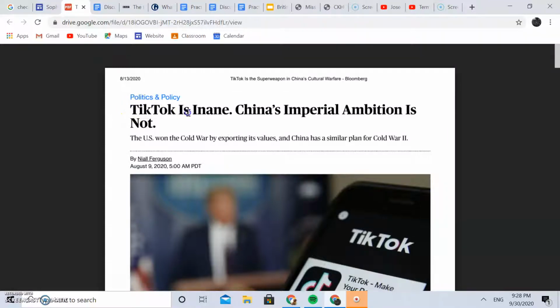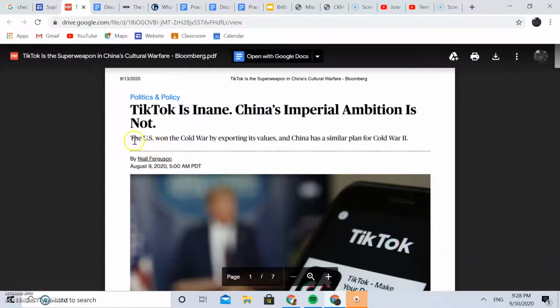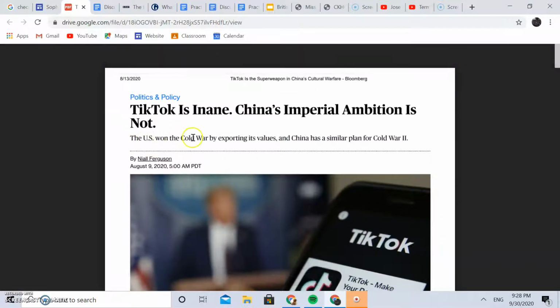And I obviously made it related to something that they love. They always like to ask me about what's up with TikTok, what's going on with TikTok. So this kind of tells us what's going on with TikTok. So it says that the U.S. won the Cold War by exporting its values, and China has a similar plan for Cold War II.